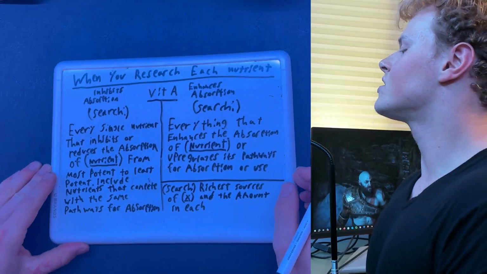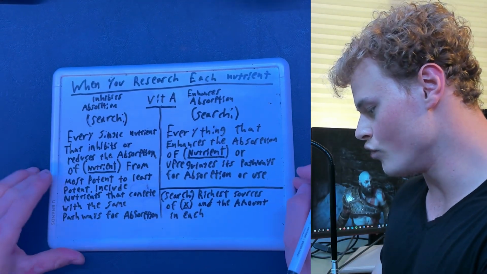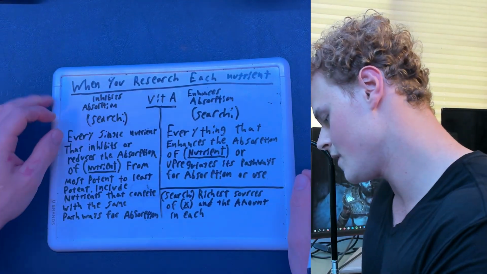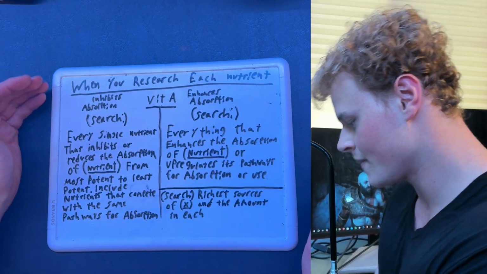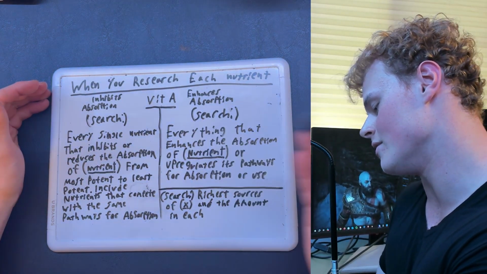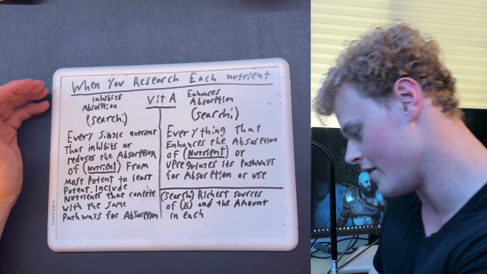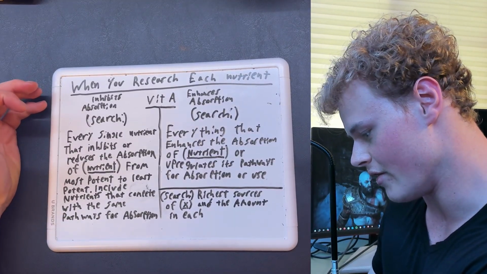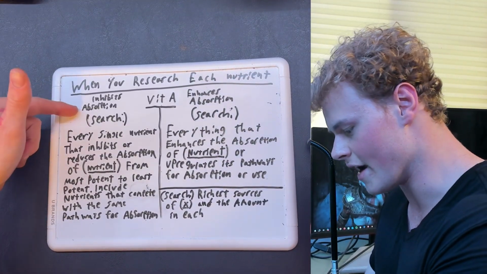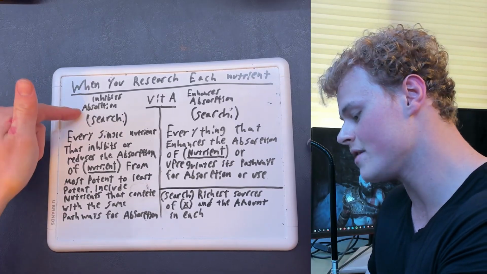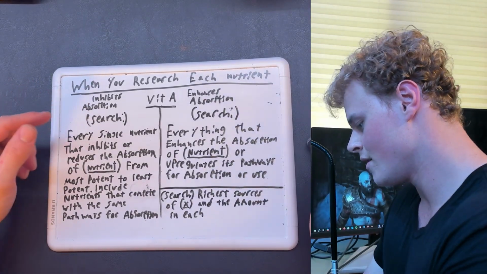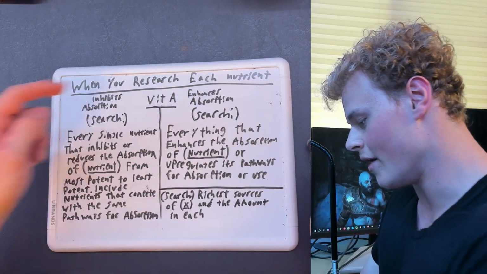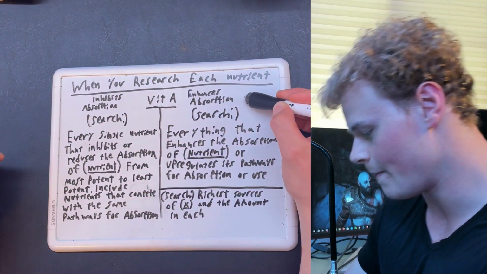All right. Now, this is my protocol. When you research each nutrient, let's do vitamin A, for example, or any nutrient, this is what I like to do. You can do this with notes, with a whiteboard or anything, or you can just memorize it in your head. On the left side, I'll put everything that inhibits this nutrient's absorption. And then on the right side, I'll put everything that enhances its absorption.